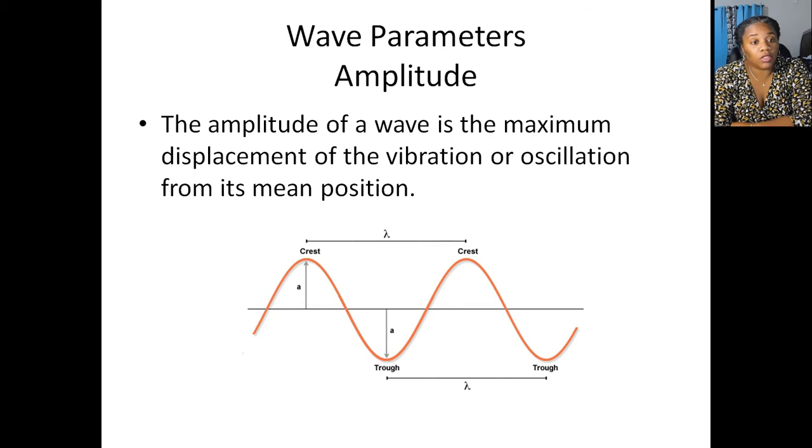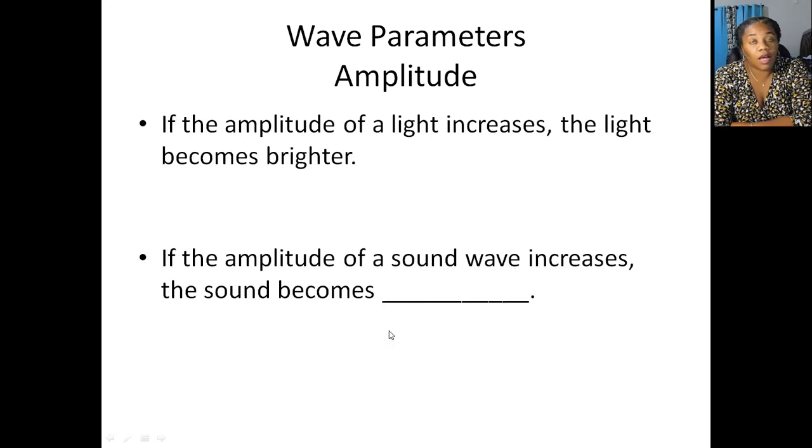Let us go right on into amplitude. The amplitude of a wave is the maximum displacement of the vibration or oscillation from its mean position. So the amplitude is basically from the equilibrium point up to the top of a crest, or from the equilibrium point down to the bottom of a trough. That's an amplitude. So the height of the bump or the depth of the trough, right? If the amplitude of a light increases, the light becomes brighter. If the amplitude of a sound wave increases, the sound becomes louder.